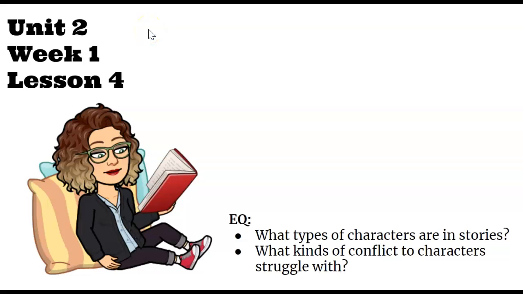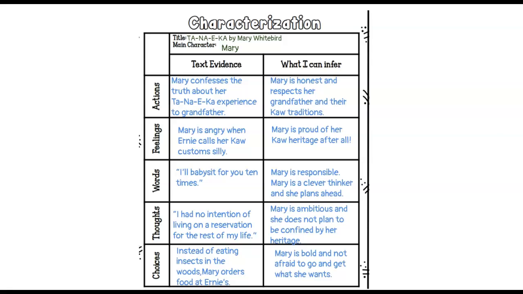We've been spending a lot of time learning about character traits and how authors give clues about a character by what they say, how they feel, their actions, their thoughts, and the choices that they make. Today, we're going to learn about the two types of characters in stories and the types of conflict that they struggle with. But before that, let's see how you did on yesterday's graphic organizer.